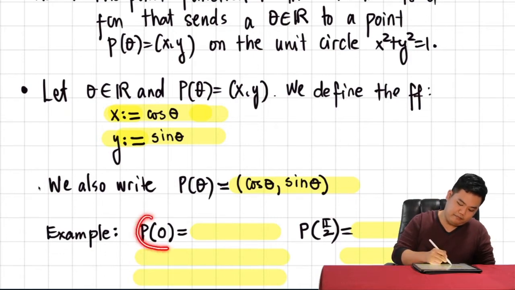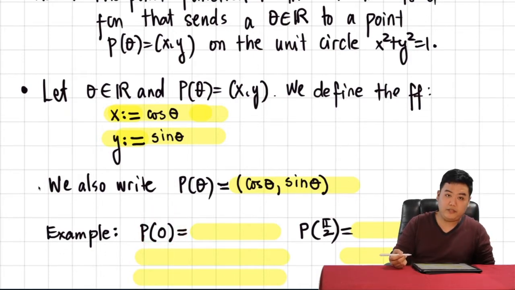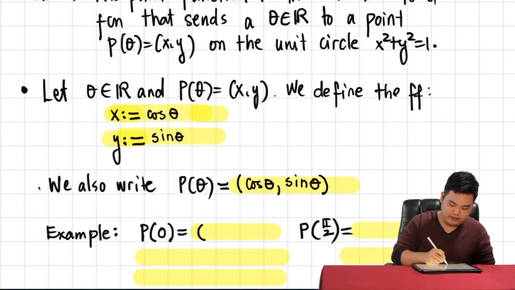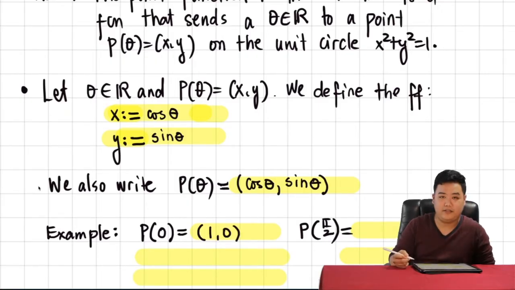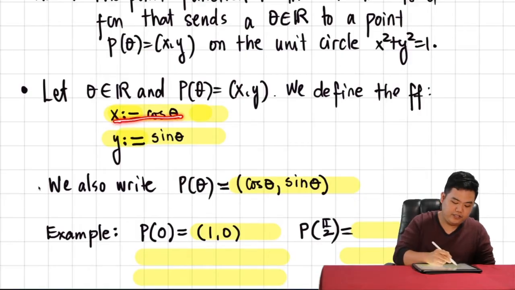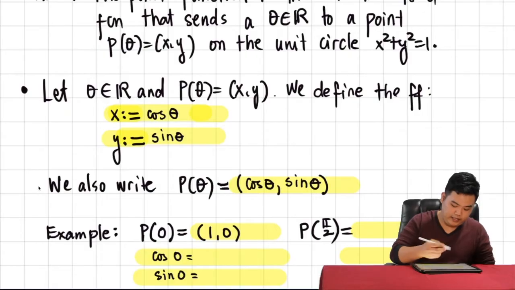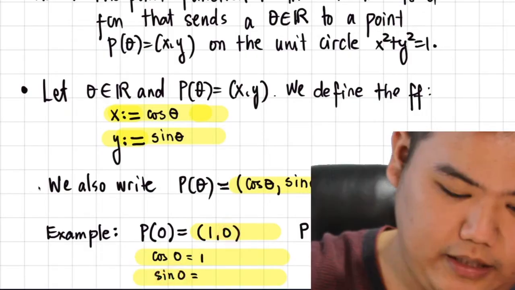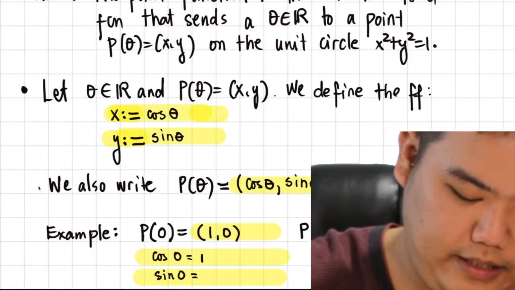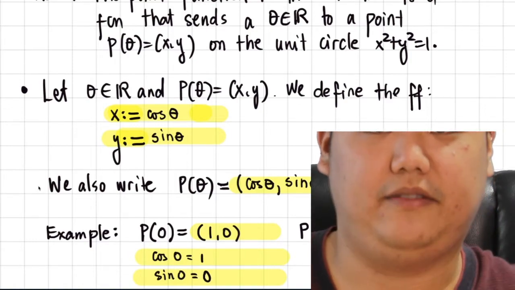So, yung first example, we know that P of 0 is (1, 0). So, using these definitions, cosine of 0 and sine of 0, cosine of 0 is the first coordinate, which is 1, or the x coordinate. Sine of 0, yun yung y coordinate, which is 0. Okay?